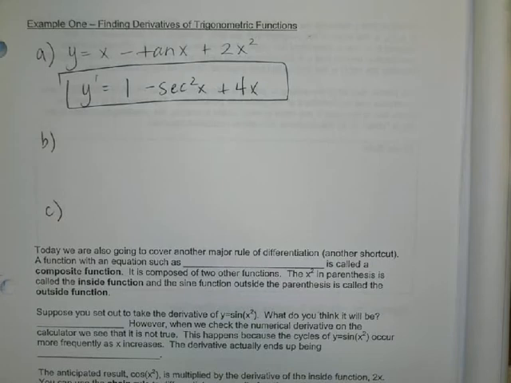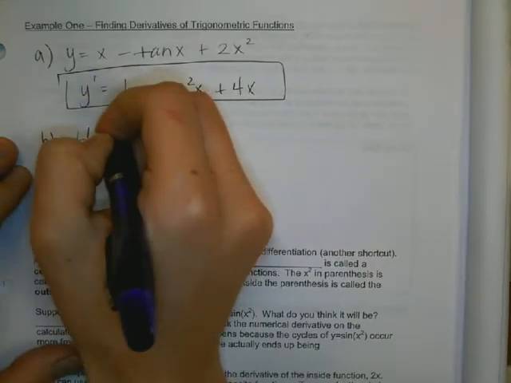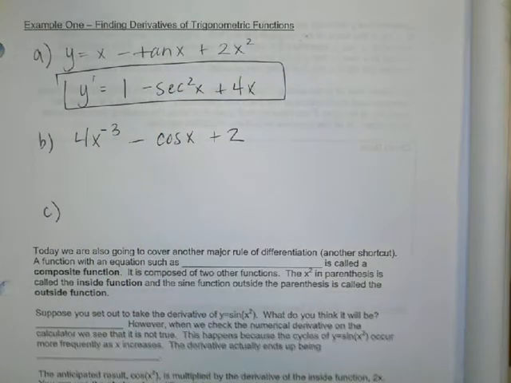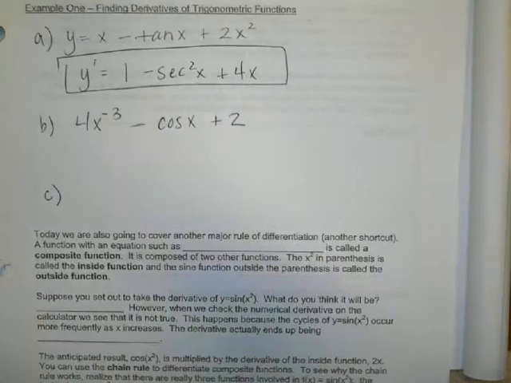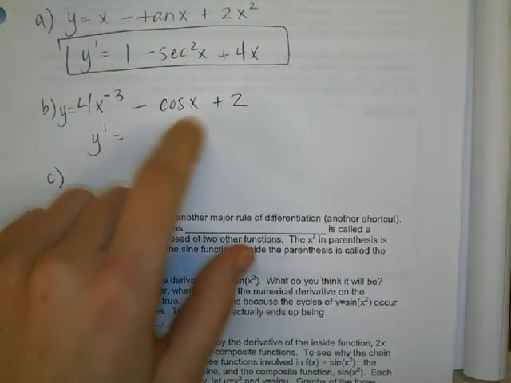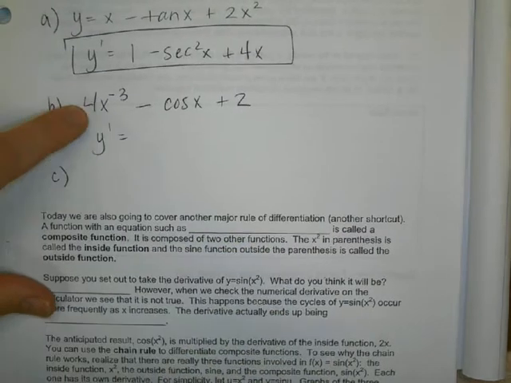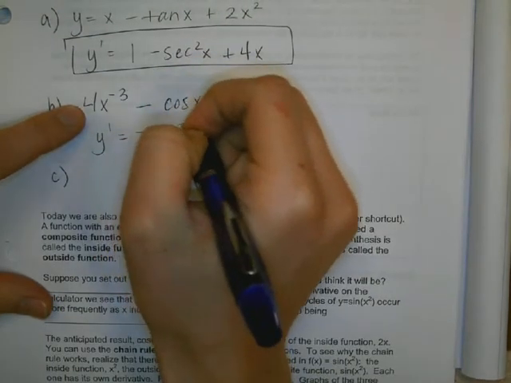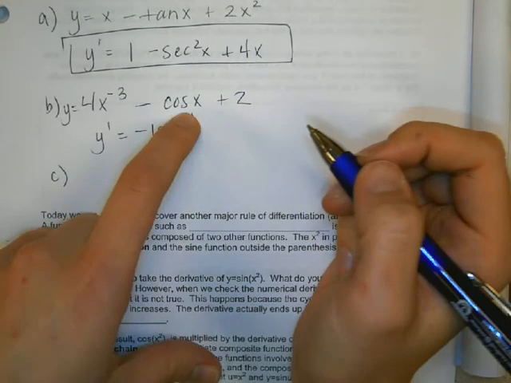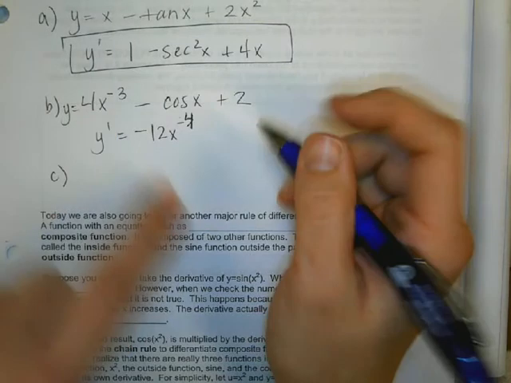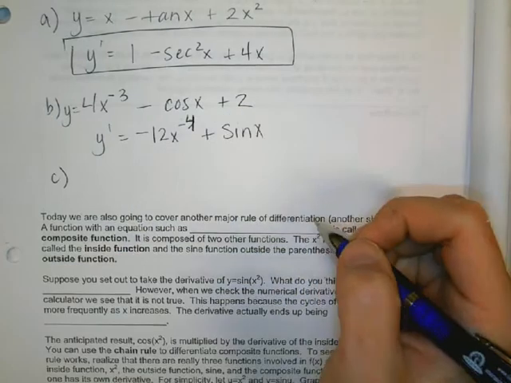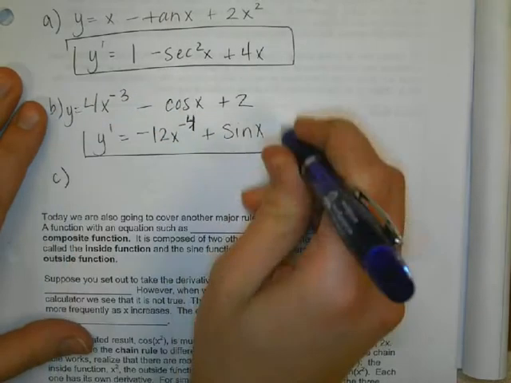Okay, for B, here's another one. Okay, we're just practicing using some of these rules. Y equals. Okay, so to take the derivative of this, you're going to take the derivative of each piece. The derivative of the first piece is going to be negative 12x to the negative 4. The derivative of cosine is negative sine. So since there's a negative there already, you're going to end up with a positive sine. The derivative of 2 is 0. So you just end up with a function that looks like that.